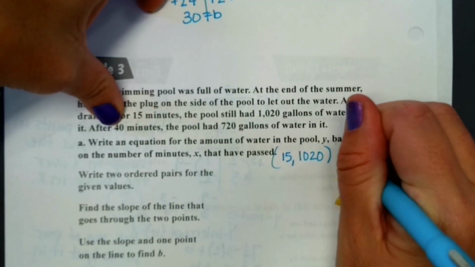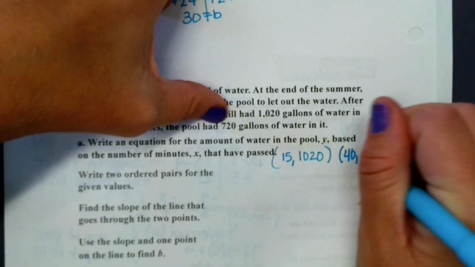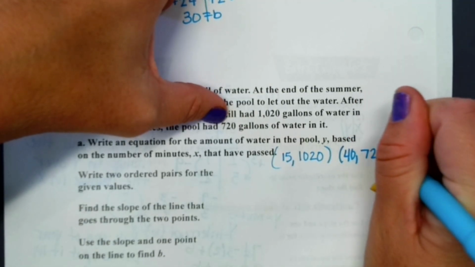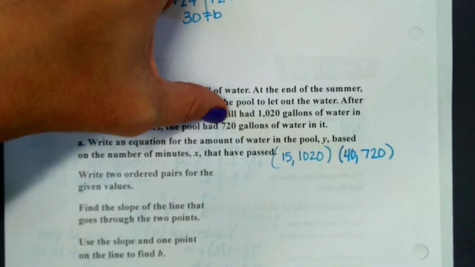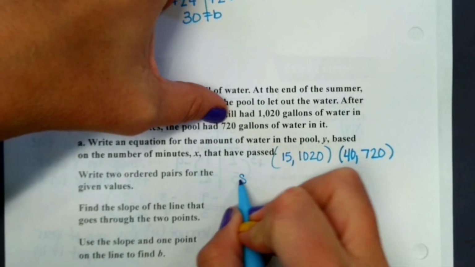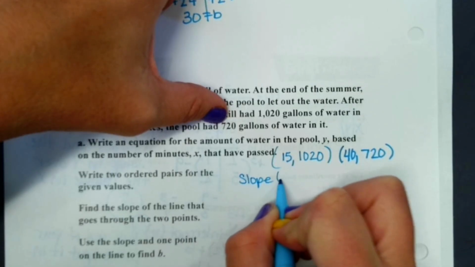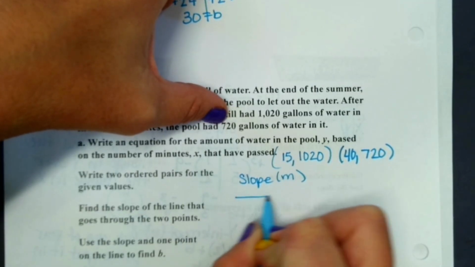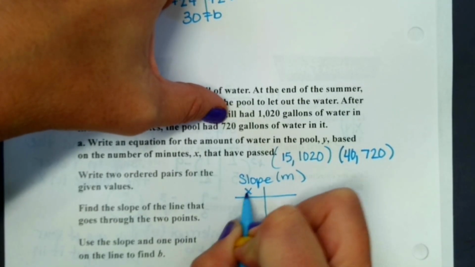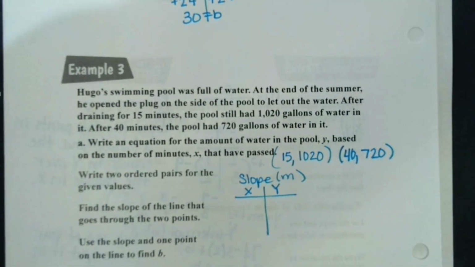After 40 minutes, the pool still had 720 gallons of water in it. Do I now have two coordinates? So I want you to find me the slope, and only the slope right now. Set it up in your table. Find me the slope.